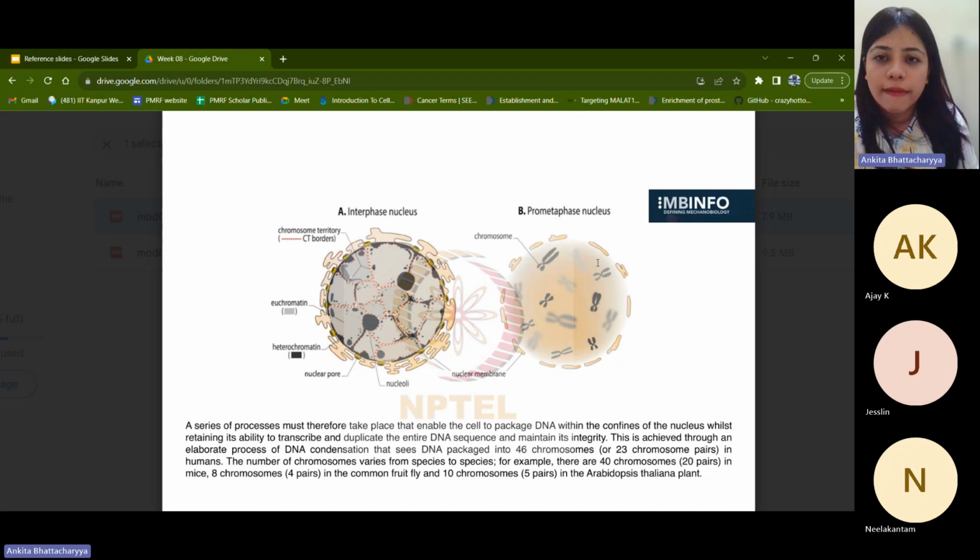The number of chromosomes will also vary from species to species. And during the process of division, you will see that they get segregated from the 2n state into n stages, and those form the gametes.